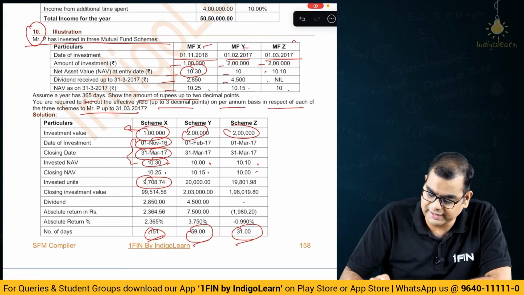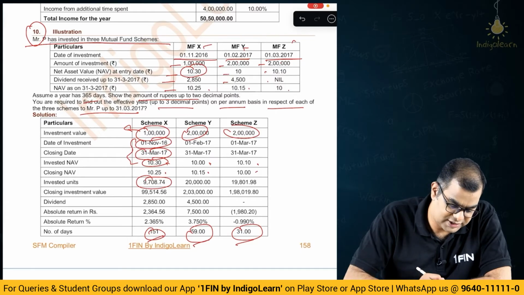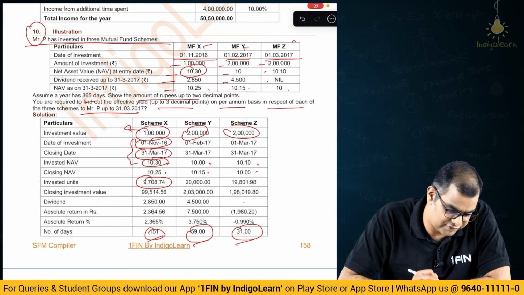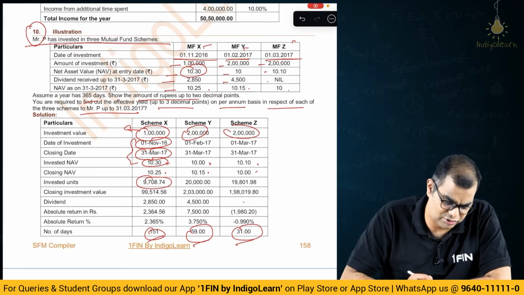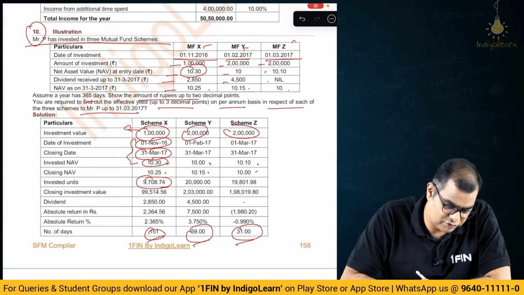1 lakh divided by 10.3 is 9708.73 or 737, so 74. They said to show the amounts of rupees to 2 decimals and yield up to 3 decimals. So, okay, 9708.74. Same way, 2 lakhs divided by 10 is 20,000, 2 lakhs divided by 10.1 is 19,800. So, that is the invested units.